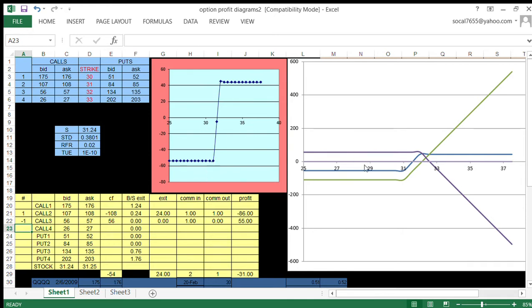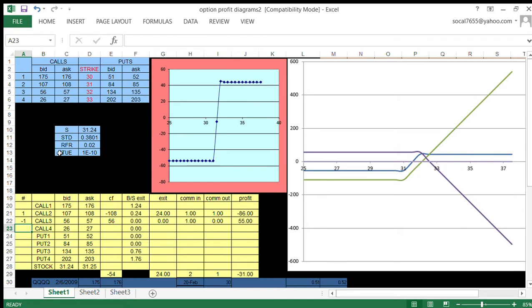And over here are the pieces. This is the net total. The lavender line is the short call, and the olive colored line is the long call. We'll notice the bend for the long call occurs at 31, while the bend for the lavender short call profit diagram bends at 32. And of course, this is profit as a function of stock price at option expiration.